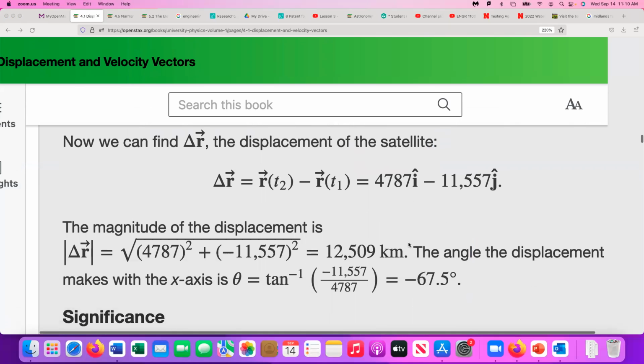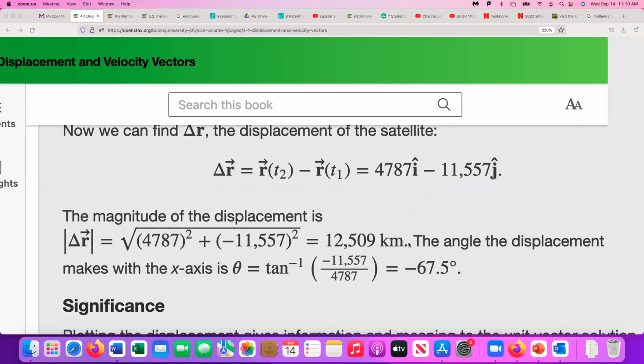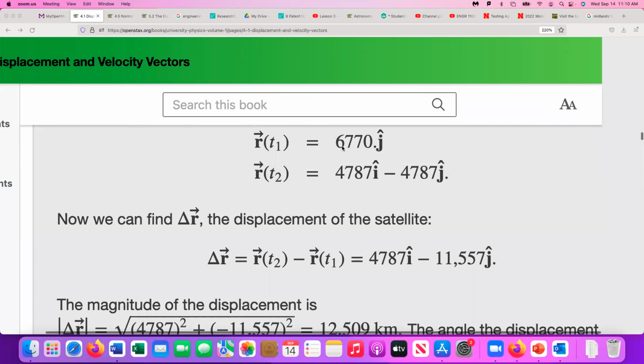Now, to calculate the displacement, we need to take the difference, right? To take the difference between the two. The difference between these two vectors is the second one minus the first one. So you take the second one, which is 4,787 I hat minus the I hat in the first one. Well, there is no I hat term in the first one. So it's this minus zero I hat. So you're just left with 4,787 I hat. But then you take the negative 4,787 and subtract 6,770, and you get negative 11,557 J hat. So that is the displacement vector in its component form.